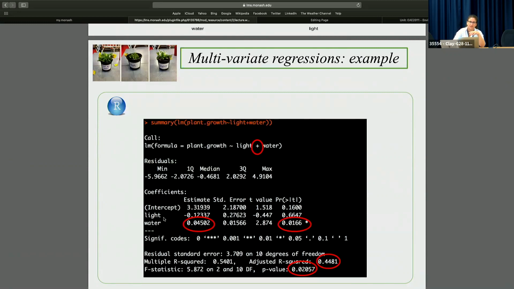And then I have two factors that are influencing growth. I have light, which has a slight negative slope, and I have water, which has a slight positive slope of 0.04. Is this slope different to 0? No, it's 0.68. It's really not different to 0. This slope, on the other hand, is different to 0. So what I can say is that water has a significant effect on plant growth. Light doesn't. So in my model of how a plant grows, all I need to do is include water.